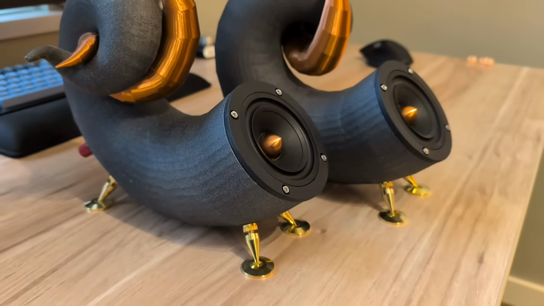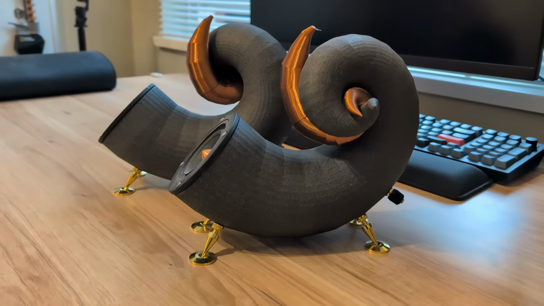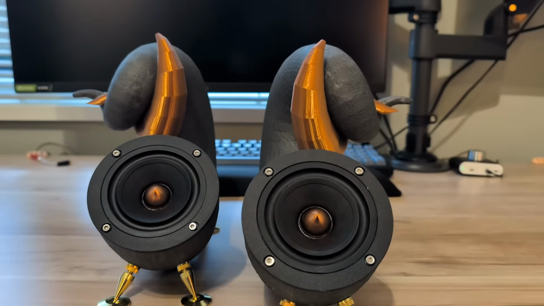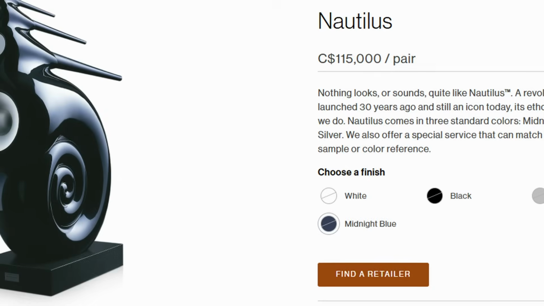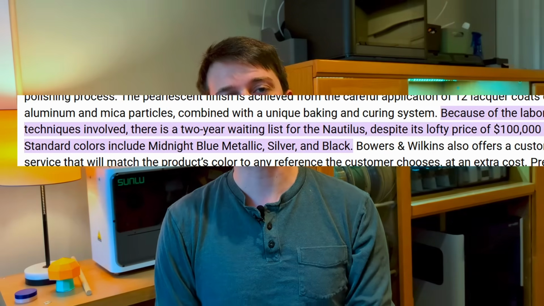Today, we're going to be making this awesome pair of bookshelf speakers. These speakers are inspired by the B&W Nautilus. If you haven't heard of the B&W Nautilus, they're a somewhat infamous speaker that carries a hefty price tag and a long lead time. Currently, to buy them direct from B&W in Canada, you'd have to pay in excess of $115,000, and rumor has it, the wait list right now is about 2 years.